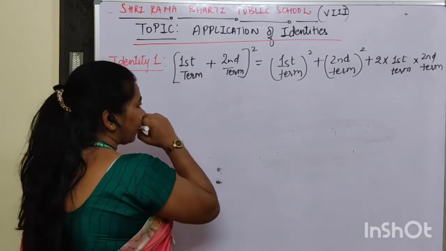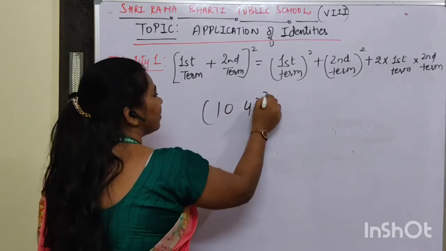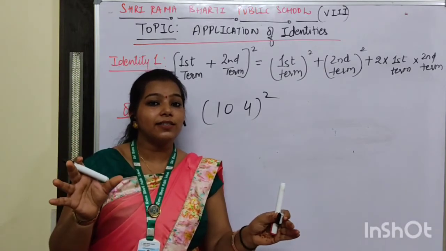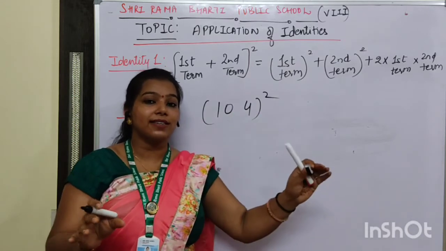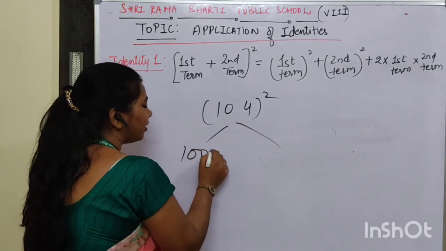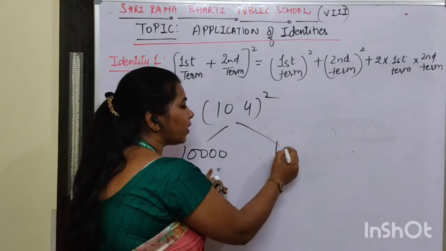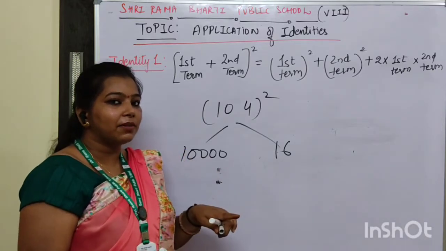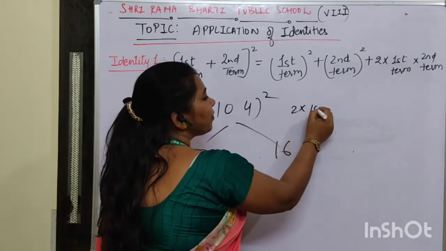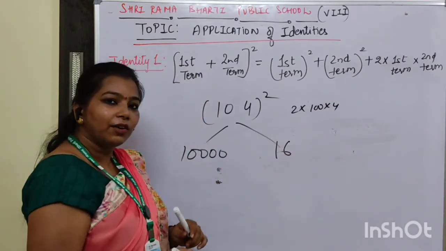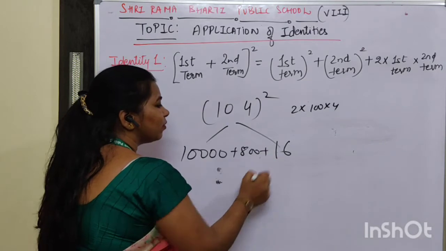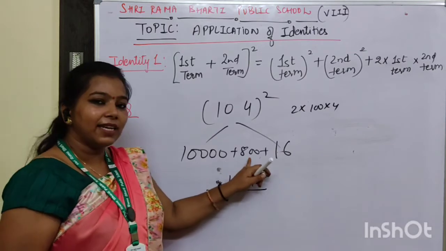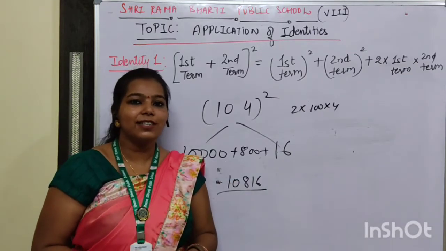Let's suppose the number is 104 square. Now we know that 100 square is 10,000 and 4 square is 16, so we can write it straight away. 100 square is 10,000, 4 square is 16. And 2 times the product of the first and second numbers: 2 into 100 into 4, what will it be? 800. So when we add all the numbers, what will we get? We will get 10,816. Isn't it quick?